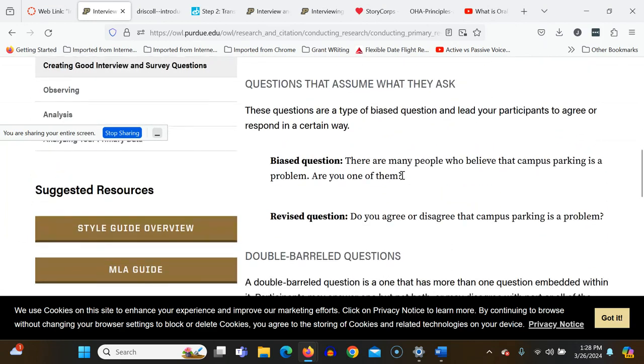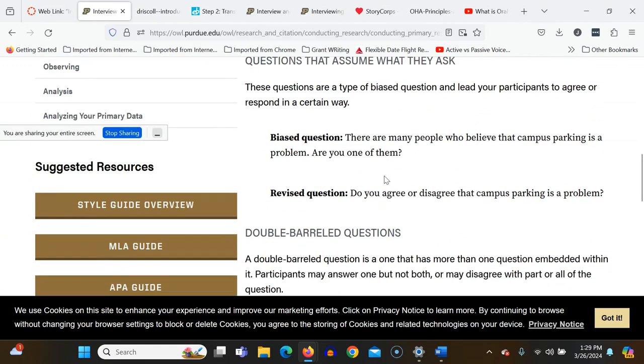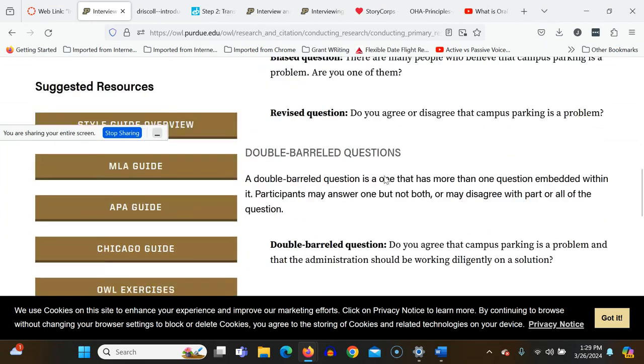Questions that assume something. Again, an example here is, there are many people who believe that campus parking is a problem. Are you one of them? That you're leading them, right? You're telling them something before asking them something. Your question is you're trying to just get their opinion. You're not trying to tell them your opinion. You're not trying to change their opinion. You're just trying to get what they think, right?